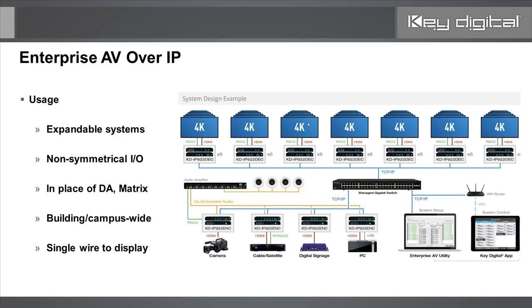Over a single cat wire, single network wire, we do recommend Cat 6 in the case of our IP922 product. You could go up to 100 meters in to the network switch and 100 meters out, so those are some very good distances. And you're going to be able to send not only the video signal, but so much more.